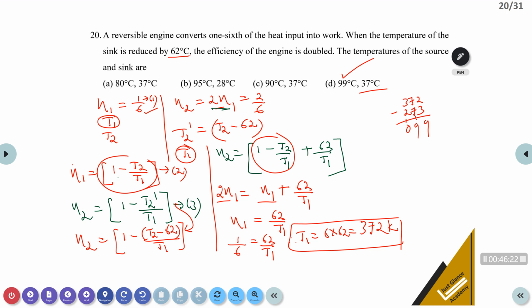Okay. But once you know this T1 value, we can calculate T2 also. We can calculate by using this equation here. Okay. You try it yourself. Next.